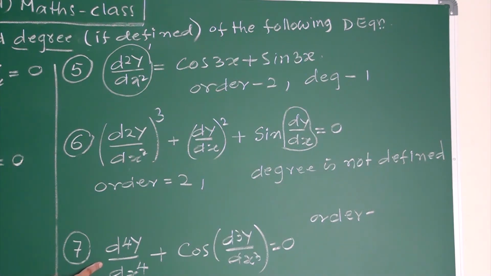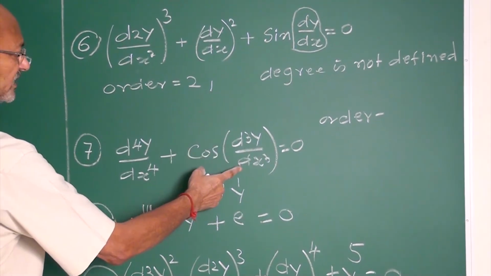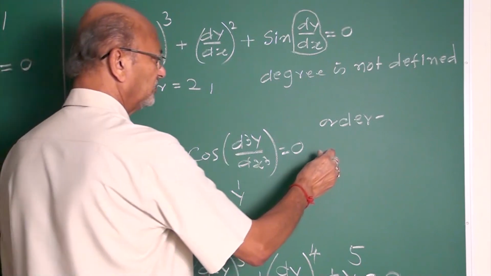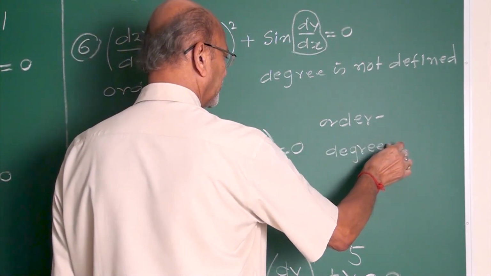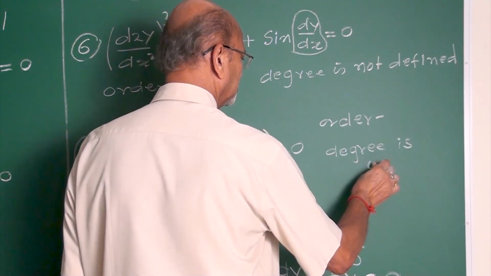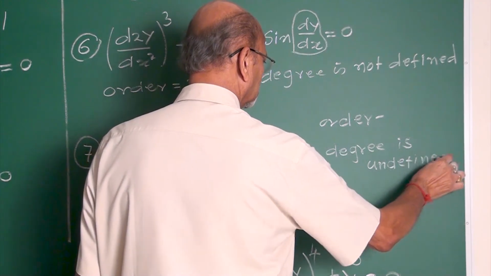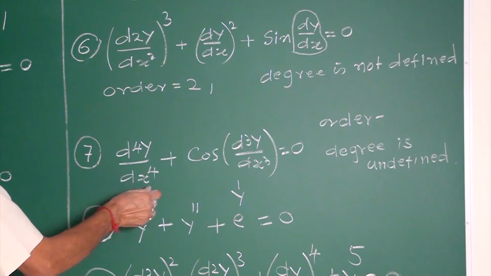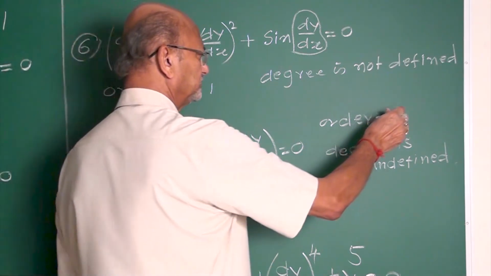Next, d4y/dx4 plus cos(d3y/dx3). Again, what? Cos of the derivative. First write that the degree is undefined, or not defined. What about the order? This is the only one. In that case, what is the order of the derivative? 4. Order is 4.